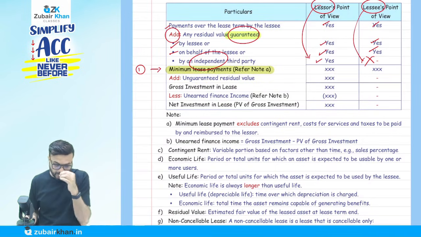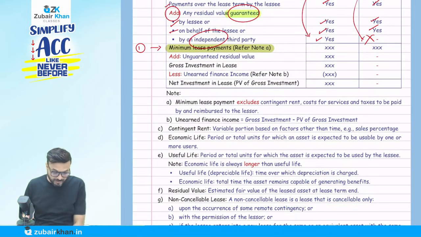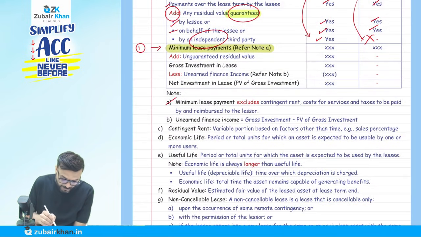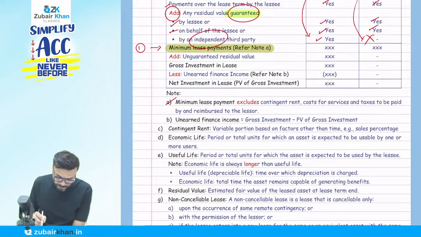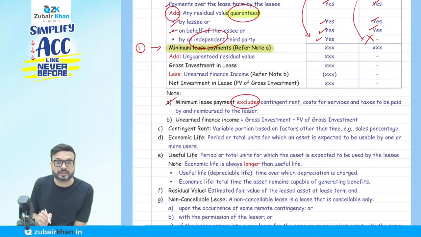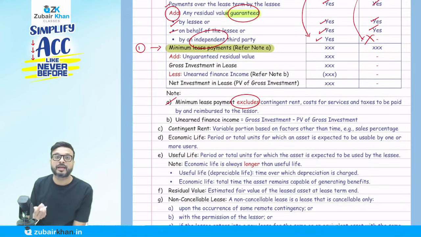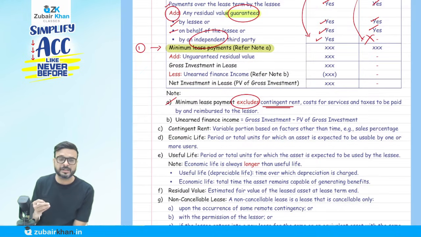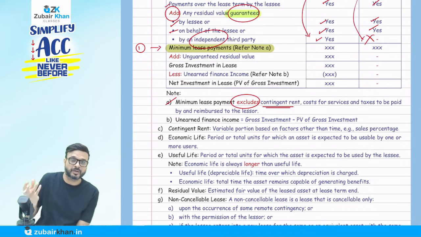Now there are certain notes on it. Let me read those notes as well. In point number A, it says that minimum lease payment excludes certain things. What does it exclude? A contingent rent. Contingent rent is not fixed; it depends on some uncertain event, for example, it depends on the sales, where we will give 1% like that.